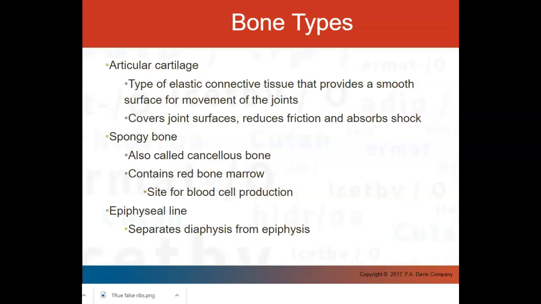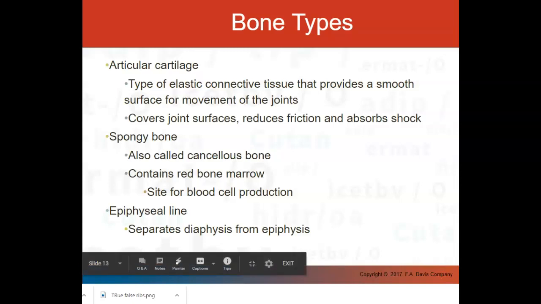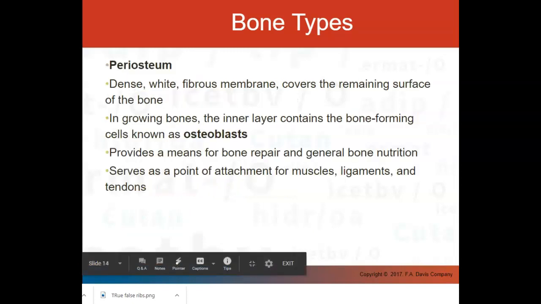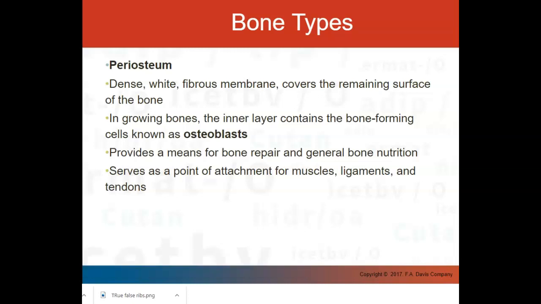Spongy bone is also called the cancellous bone, contains red bone marrow, and is the site for blood cell production. Epiphyseal line separates the diaphysis and the epiphysis. Periosteum is the dense white fibrous membrane covering the remaining surface of the bone. In growing bones, the inner layer contains the bone-forming cells known as osteoblasts. They provide a means for bone repair and general bone nutrition. They serve as a point of attachment for muscles, ligaments, and tendons.